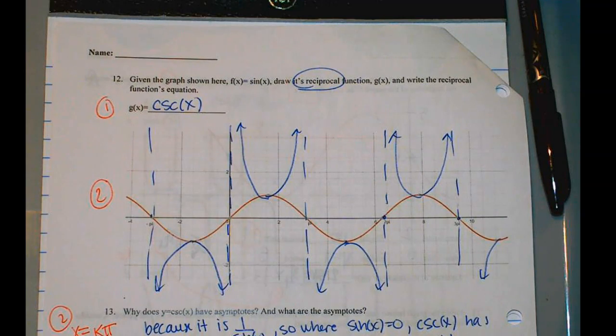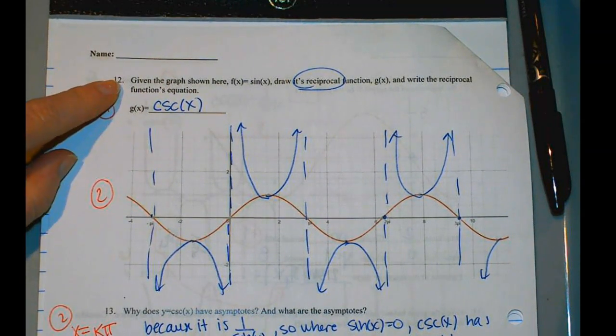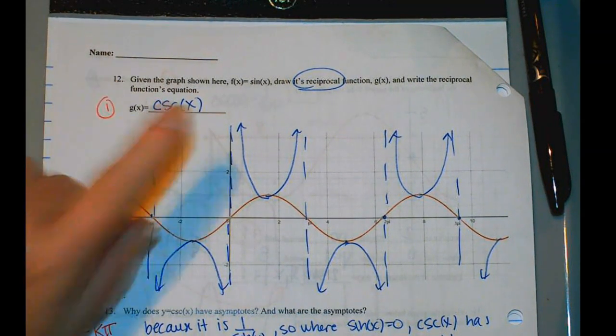Okay, so here, given the graph shown here, so there's a graph, and conveniently when I went to print these, I had to print on the front computer, so it came out in color, so it was so pretty when it was printed in color. Anyway, given the graph, sine, draw its reciprocal function, which is cosecant.